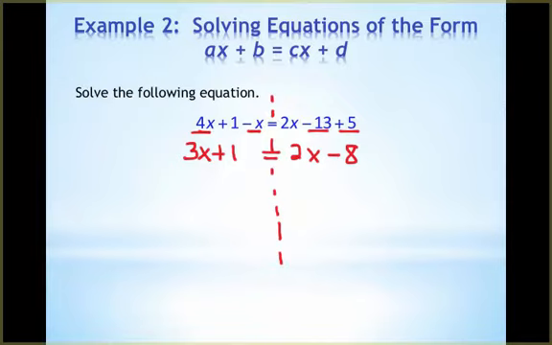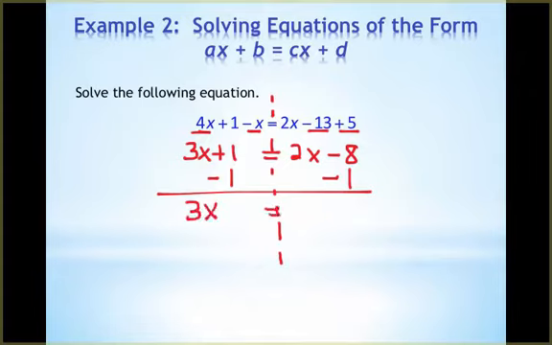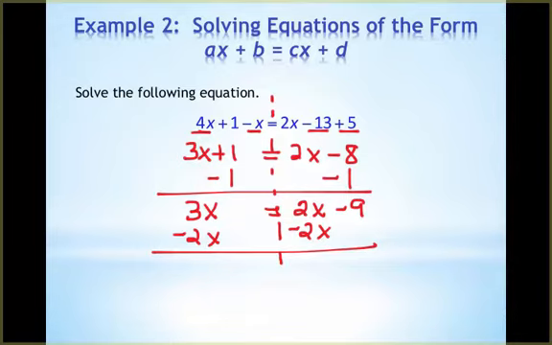Now we'll go ahead and get our variables to one side, our constants to the other. So I'm going to subtract a 1 from both sides and get 3x equals 2x minus 9. Then I'm going to subtract my 2x. But 3x minus 2x is just x, and then the negative 2x and positive 2x are going to cancel and leave me just negative 9. So my answer is that x equals negative 9.